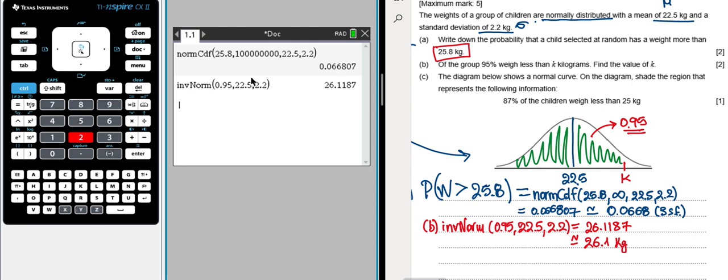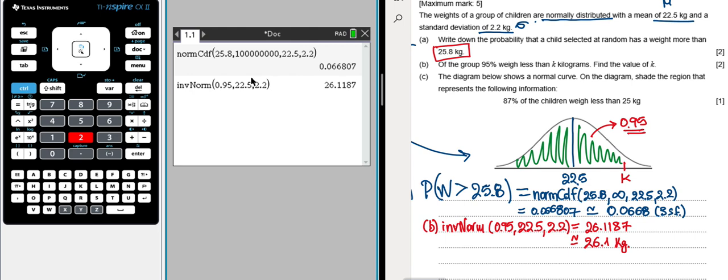So just to make some sense of what we actually calculated, that says that 95% of the children weigh less than 26.1 kilograms, which kind of makes sense if you think about it.